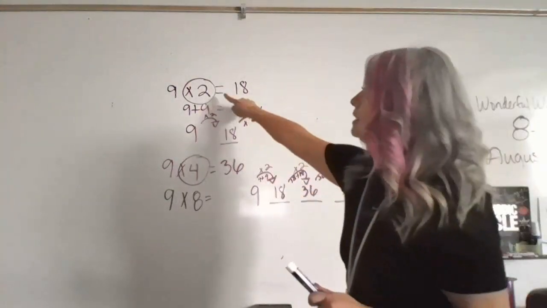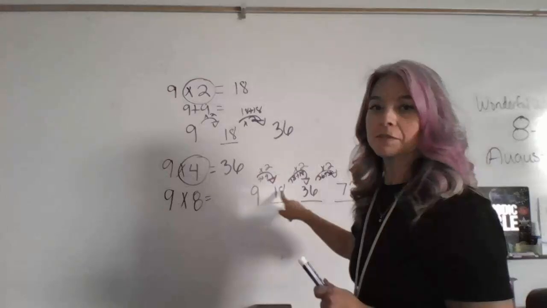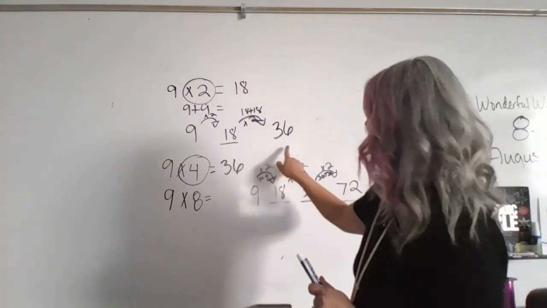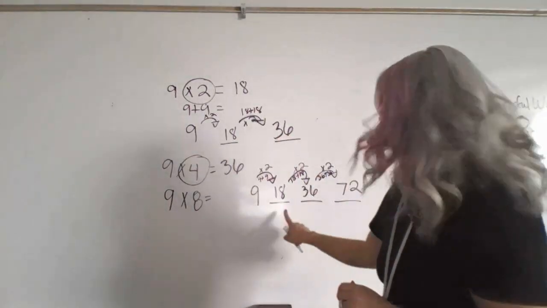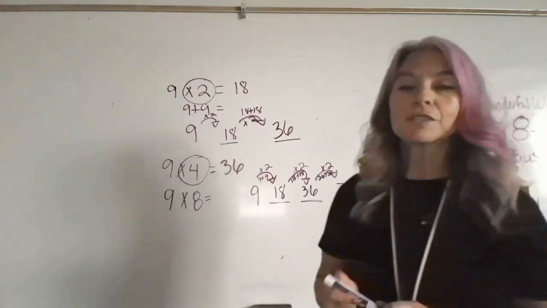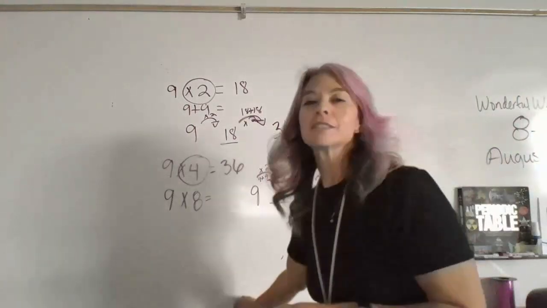So this is double. This is double, double, which is over here. And when I'm multiplying by 8, it's double, double, double. Those are the strategies I want them practicing when they practice their math facts.